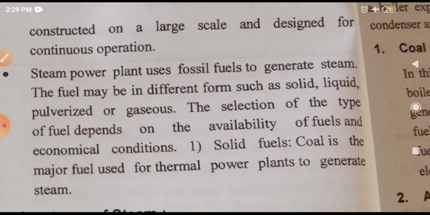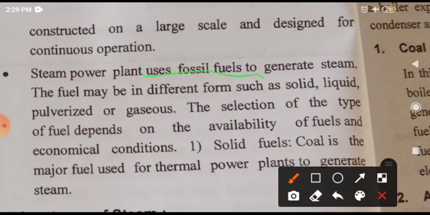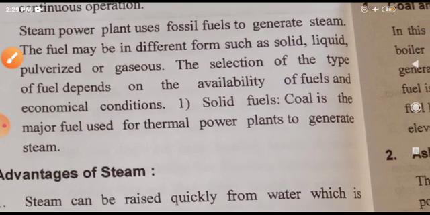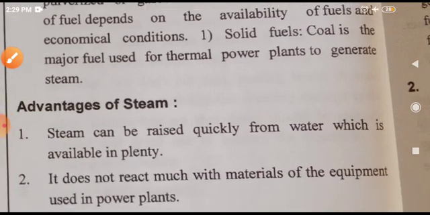A steam power plant uses fossil fuel to generate steam. What fossil fuel? Coal, or it may be oil, any type of combustion oil. The fuel may be in different forms such as solid, liquid, pulverized or gaseous. The selection of the type of fuel depends on the availability of fuel and economic conditions. Among solid fuels, coal is the major fuel used in thermal power plants to generate steam.